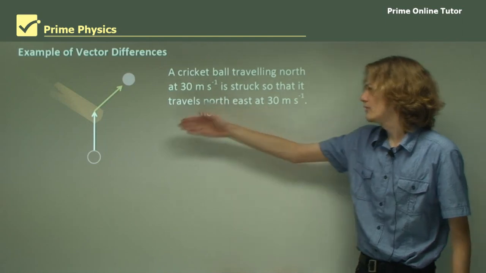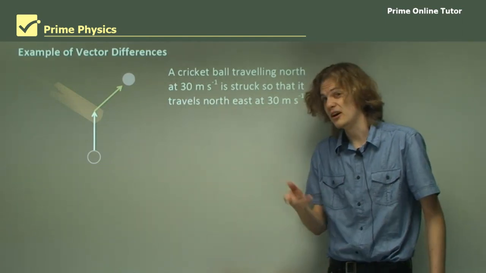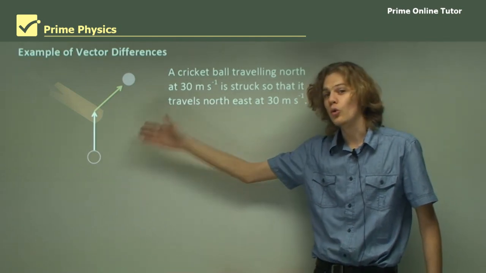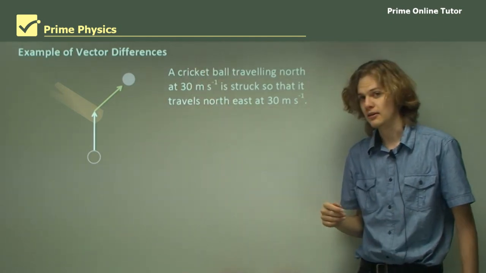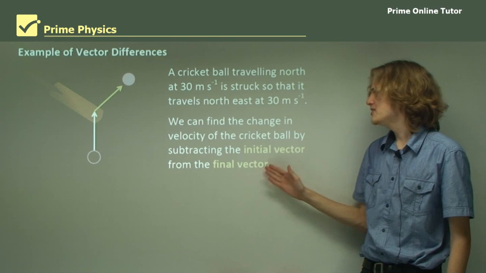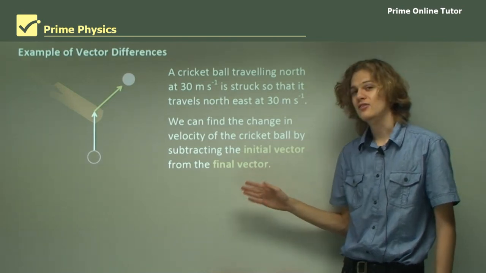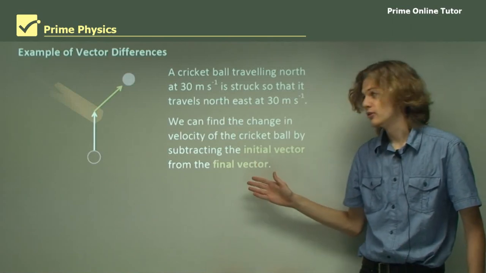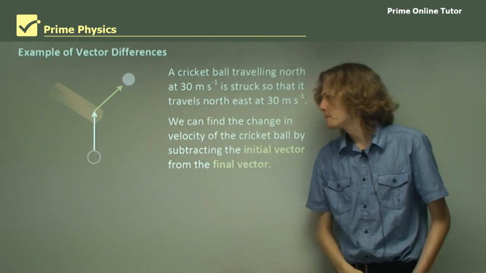So here we have a cricket ball traveling north at 30 meters per second, pretty fast, and struck by the cricket bat, so it ends up traveling exactly northeast at 30 meters per second. So we can find the change in velocity of the cricket ball by subtracting the initial vector, that is this white vector here, from the final vector, which is the yellow one, of course.